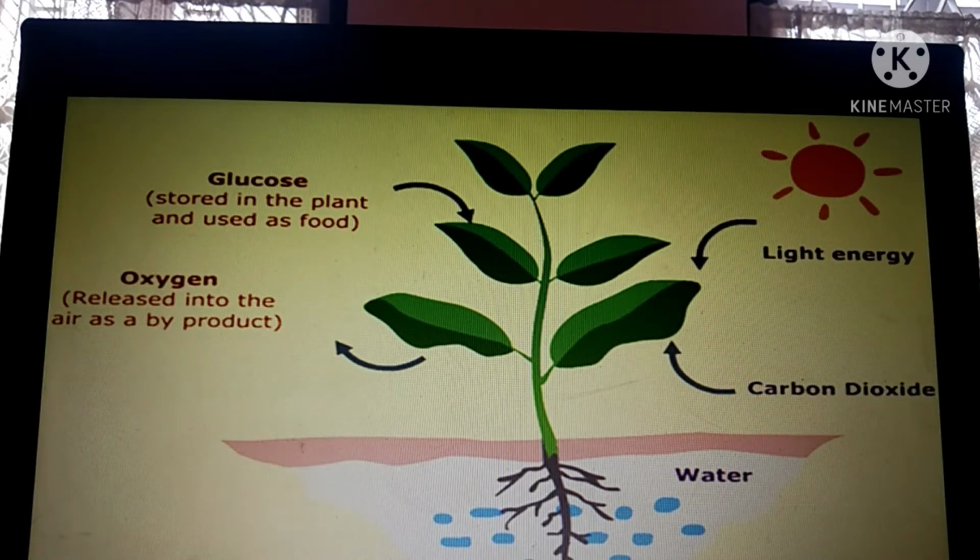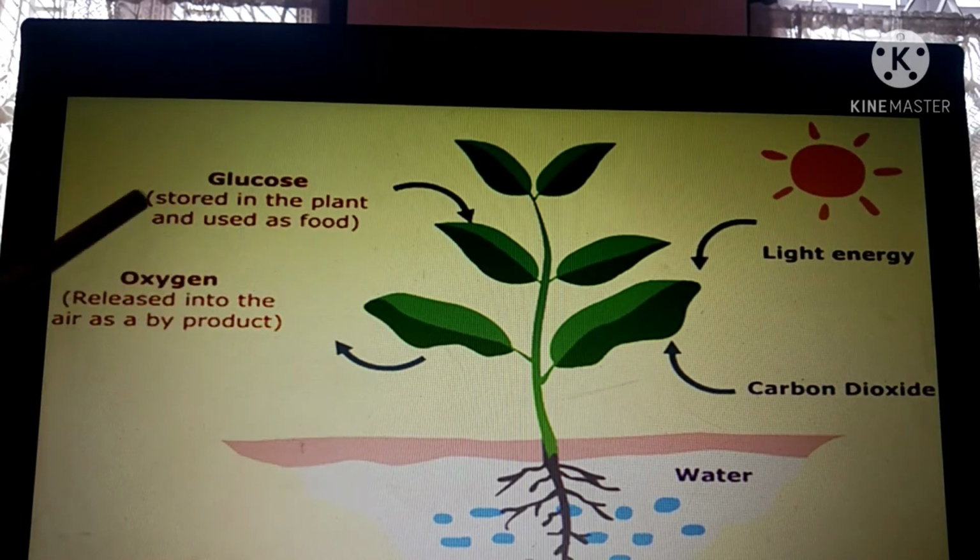Now what kind of food will be prepared? The food that is prepared by the plant is called glucose. Glucose is a form of carbohydrate, as I told you already in the previous class. Actually it is a simple carbohydrate. I think you remember there were differences between simple and complex carbohydrates. Simple carbohydrates are sweet. Complex carbohydrates, one example is starch, a very common example, another example is cellulose. These are not sweet. Glucose is sweet in taste, so it is called a simple carbohydrate.